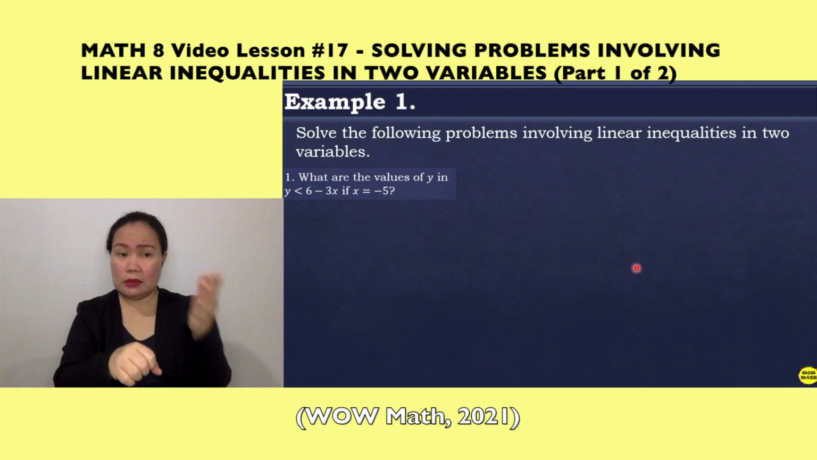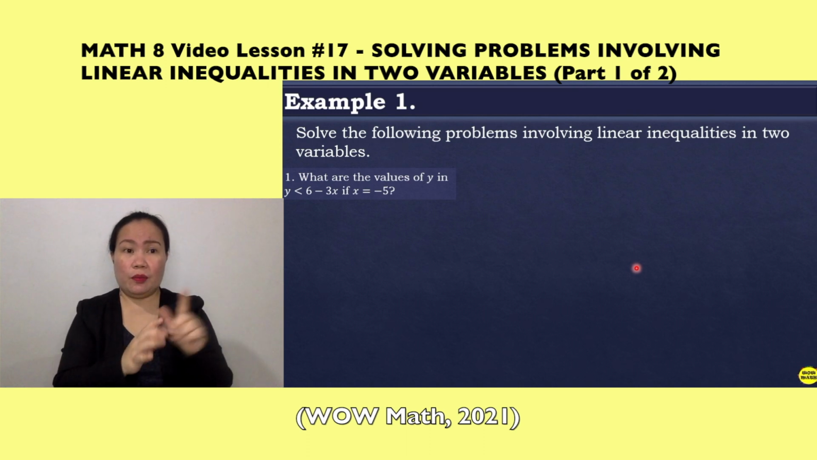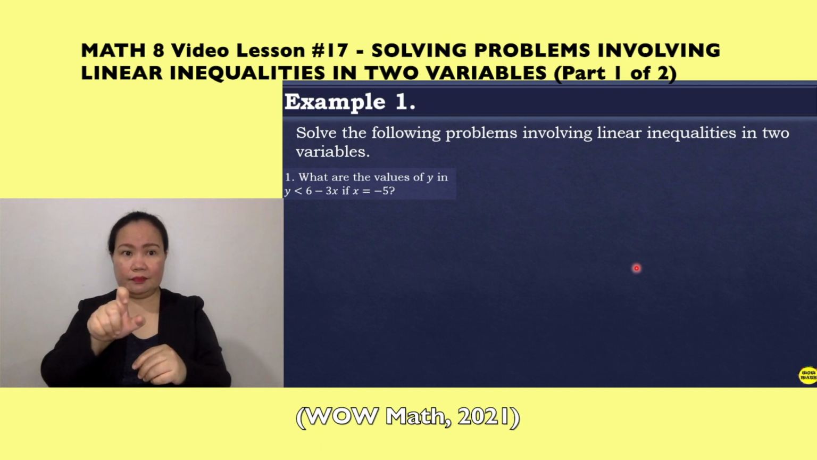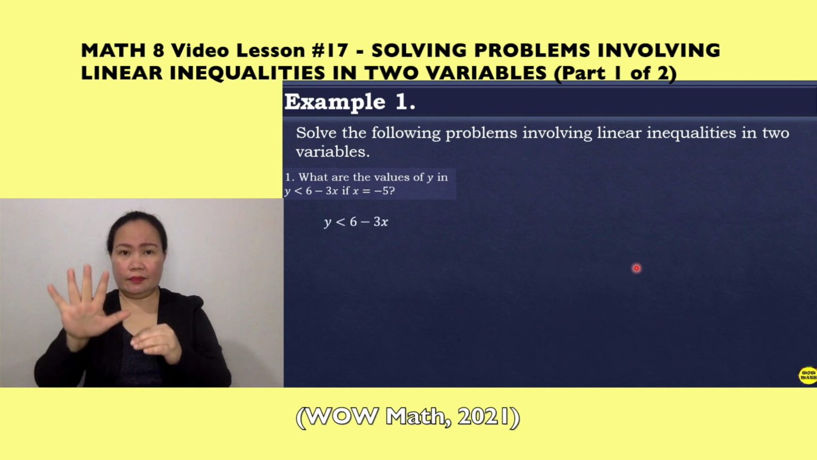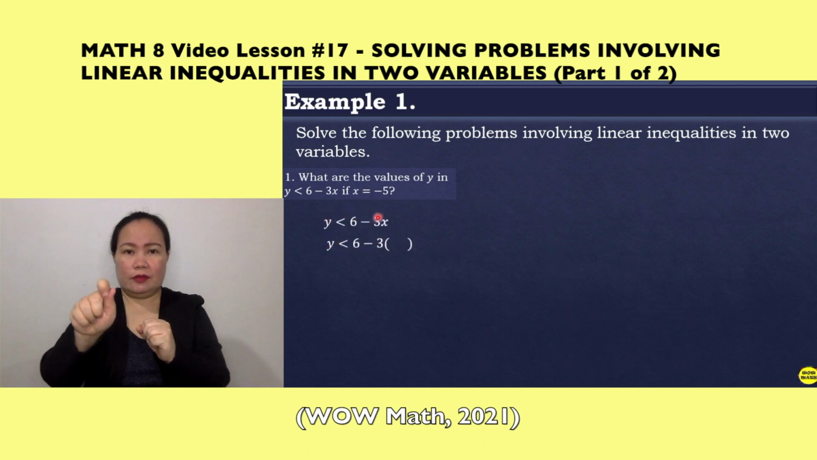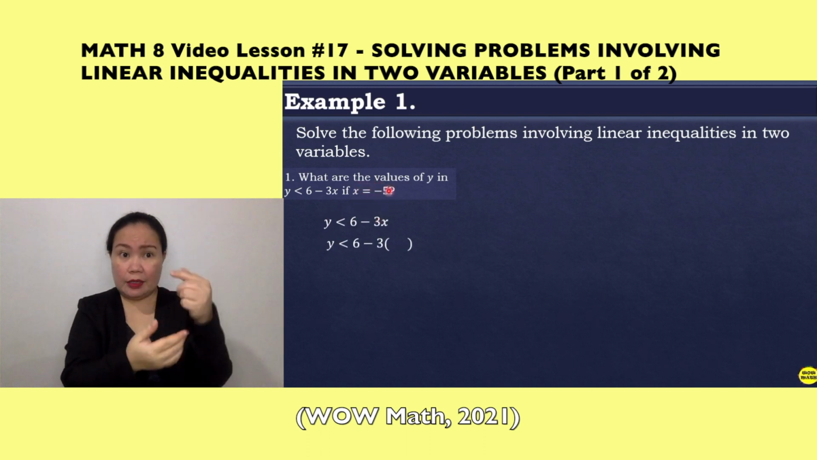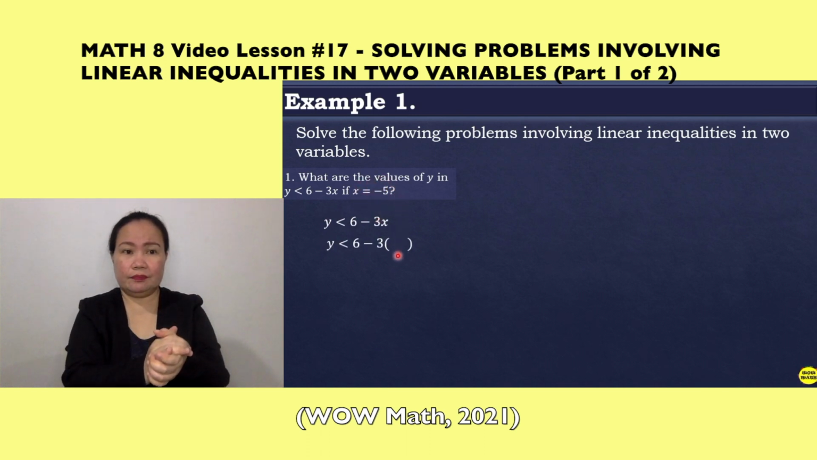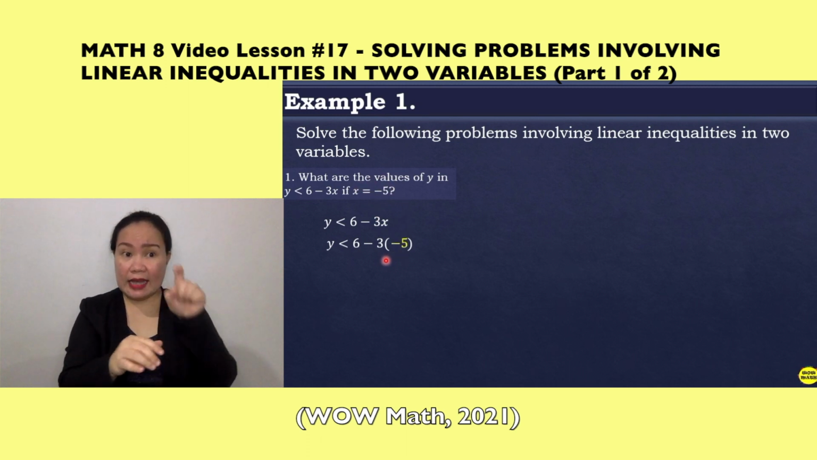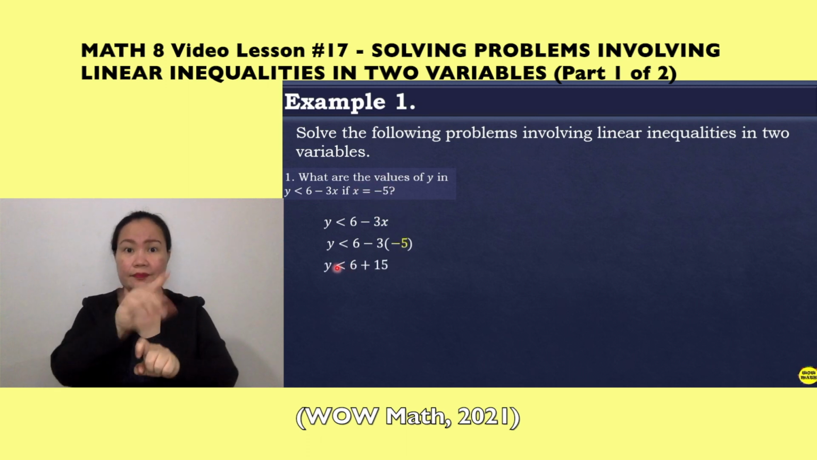So, ano po ang gagawin natin? What are the values of y in y is less than 6 minus 3x if x is equal to negative 5? So, mukha siyang mahirap. Pero, all you have to do is to substitute. So, copy your given. And then, itong negative 5 na given mo, isa-substitute mo lang po dito. Okay? So, let's substitute.